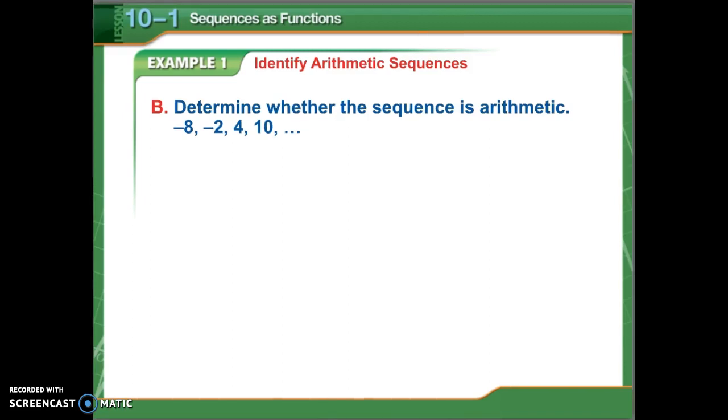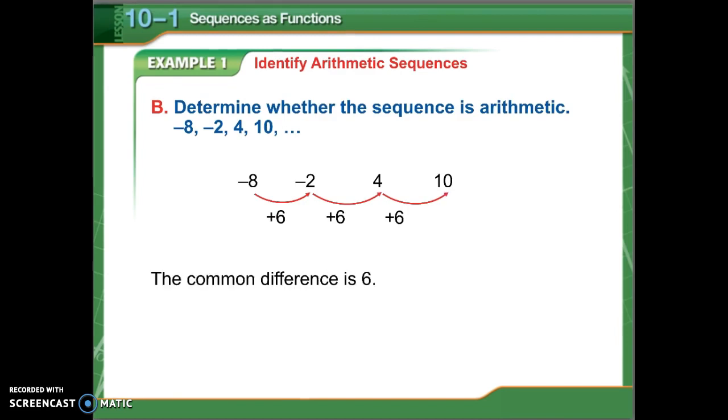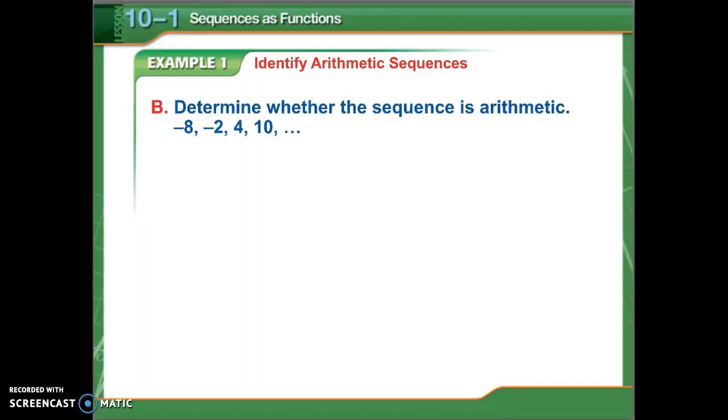For part B, we have the pattern -8, -2, 4, and 10. So again, we're going to look for a common difference. Do we add, do we subtract the same number every time? And this time you can see that we add 6 every time to get the next number in the pattern. There is a common difference of 6, which means that this sequence is arithmetic.